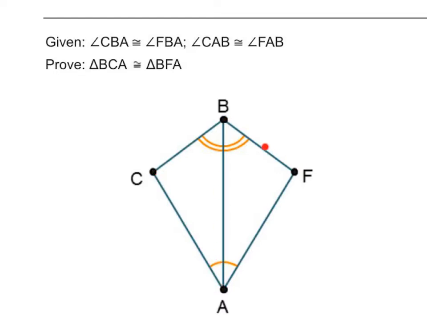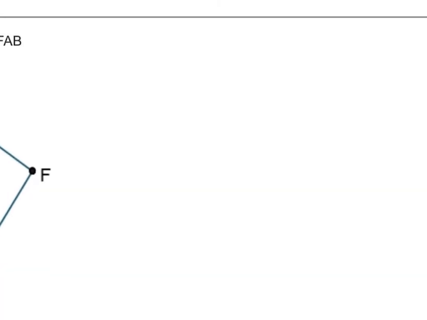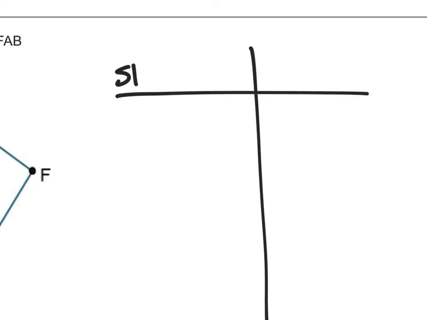CBA is congruent to FBA. We also know that CAB is congruent to FAB. And we want to prove that triangle BCA, this triangle here, is congruent to triangle BFA. So here's what I'm going to do: I'm going to come in here, draw my T-chart, and write statements.